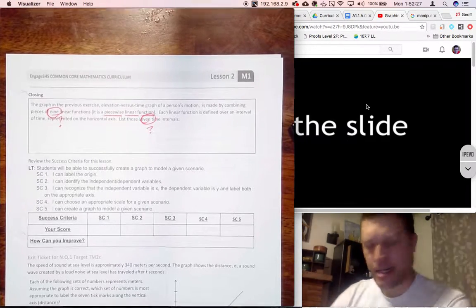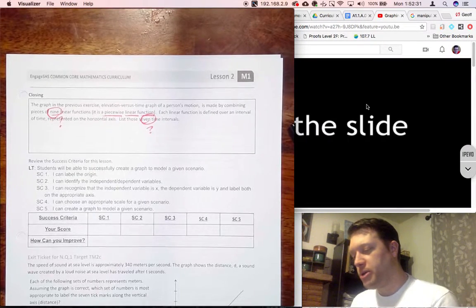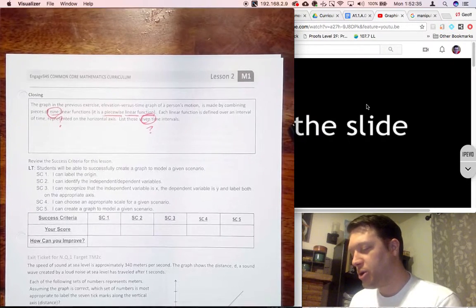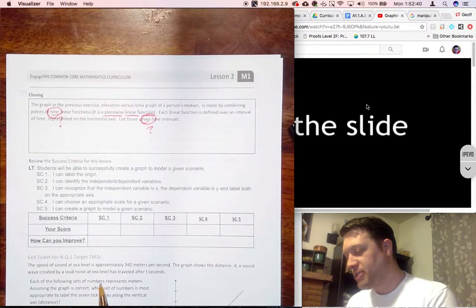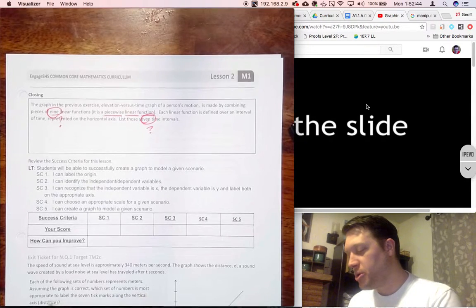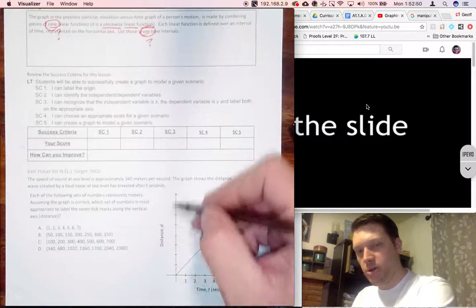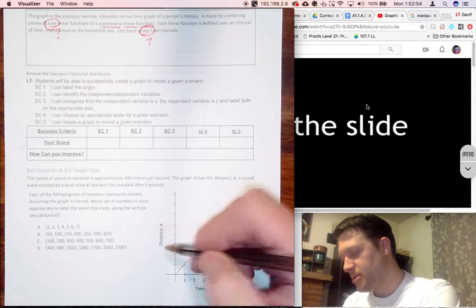Let's talk exit ticket. The speed of sound at sea level is approximately 340 meters per second. The graph shows the distance d a sound wave created by a loud noise at sea level has traveled after t seconds. Each of the following sets of numbers represent meters, and assuming the graph is correct, which set of numbers is most appropriate to label the 7 tick marks along the vertical axis? That's the distance. Okay.